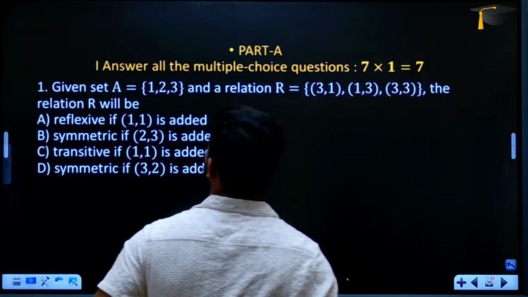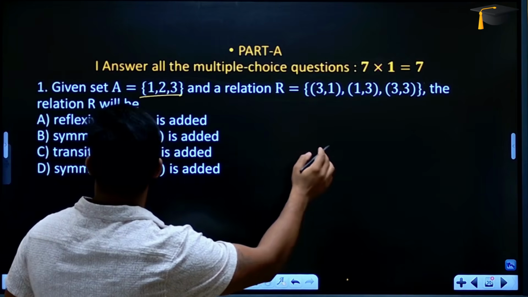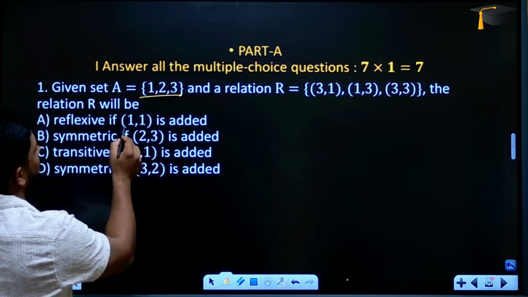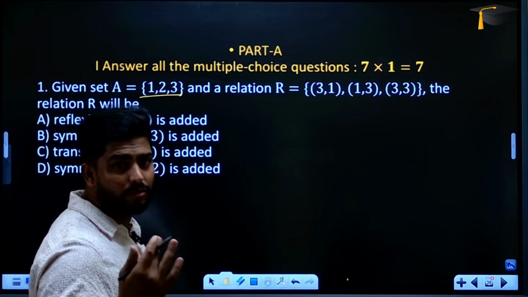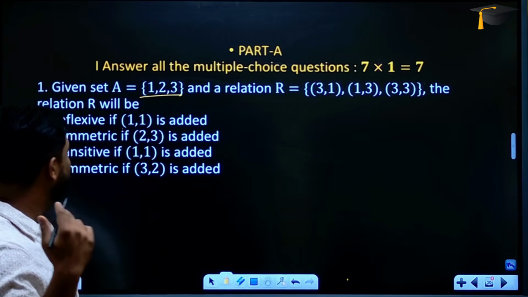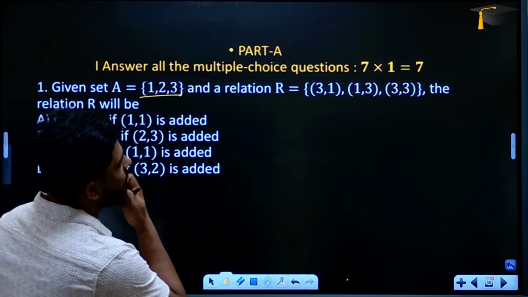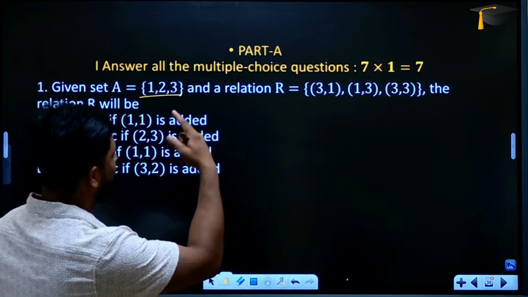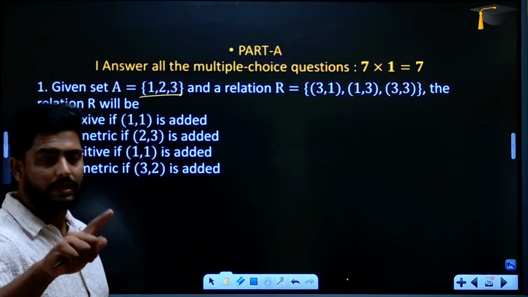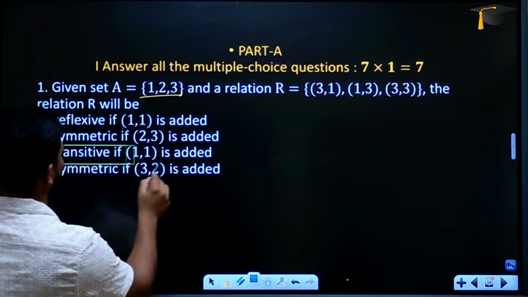Okay, first MCQ. Given set A is equal to {1, 2, 3}. What should be added so that the relation becomes reflexive, symmetric, or transitive? Reflexive: if 1,1 is added, does it become reflexive? Of course it is not, because 2,2 is not there. It cannot be reflexive. Now symmetric: if they add 2,3, then the reverse of 2,3, that is 3,2, should be there. So that is not the correct answer. Now option C is the right answer.